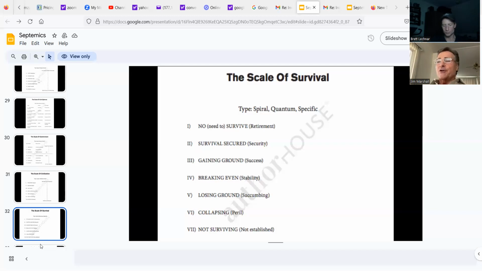They had survival secured. They had billions of dollars. They had a huge company. Everybody knew who they were, and they just went down. Eventually, they declared bankruptcy, and they're no longer in business. They were literally put out of business by Netflix and other things like that, where they became obsolete and went right down the scale. So this tells you what to expect when you're surviving and when you're not surviving.